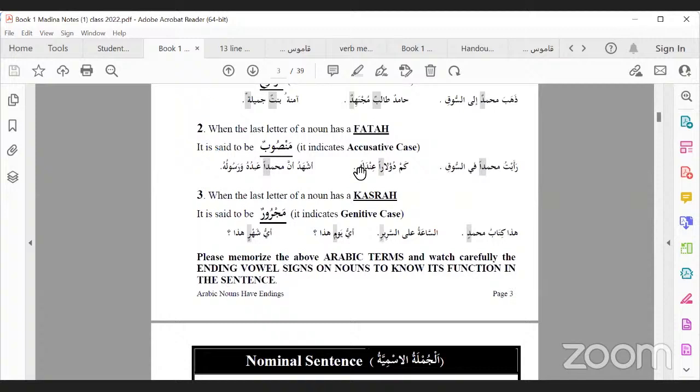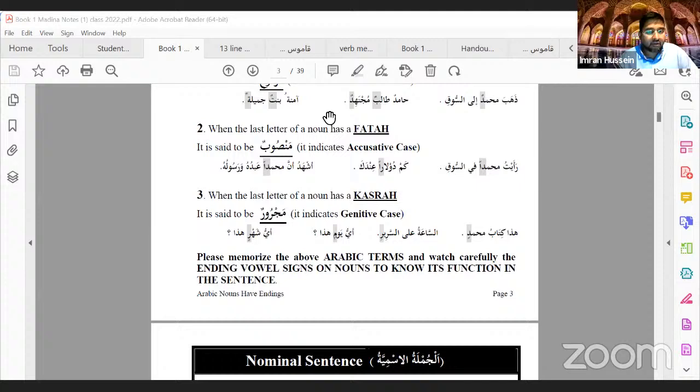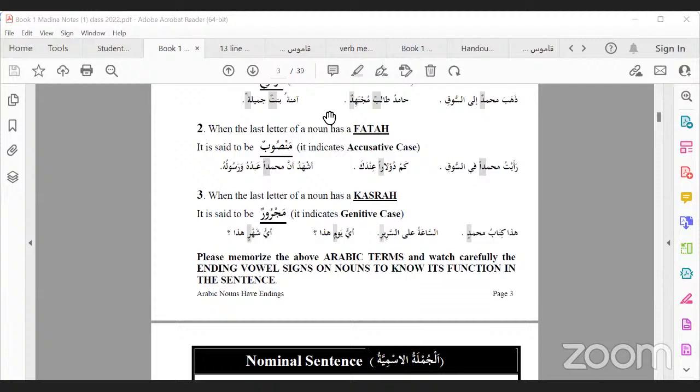Can I share something? Yeah. So when I was saying marfu'un, it is dhamma tanween. And then I was saying mansubun, it is fatha tanween. But then instead of majrur, I said maksurun, it was coming maksurun, like broken. The chair is broken. I forgot completely. No, these things happen. That's fine.